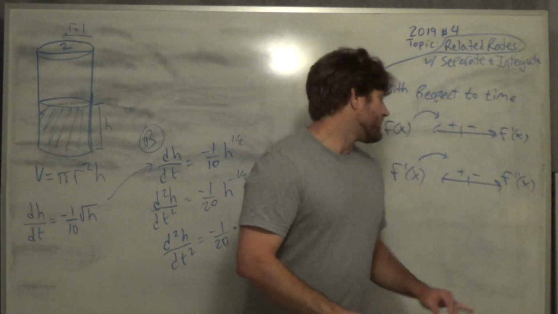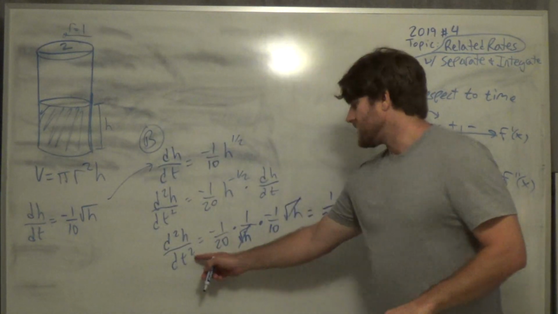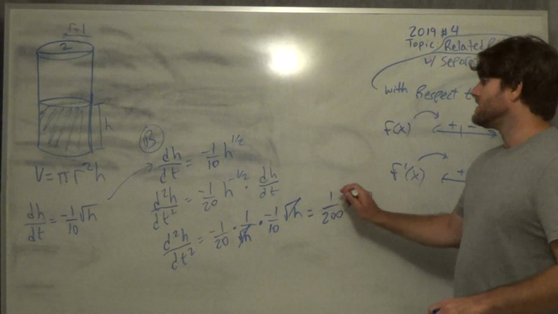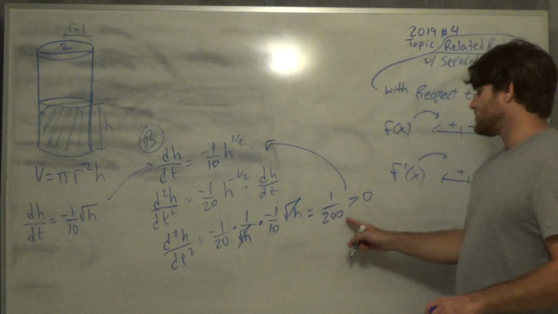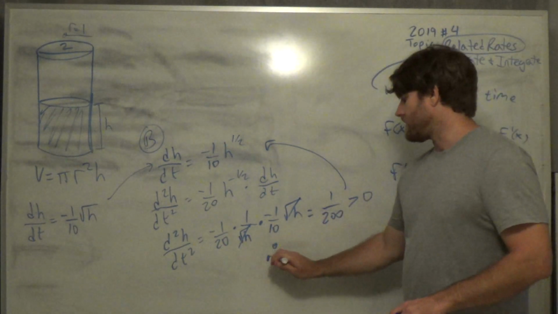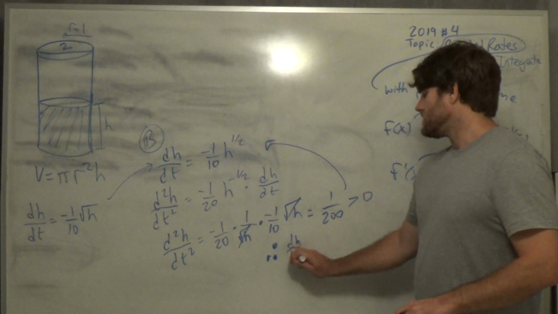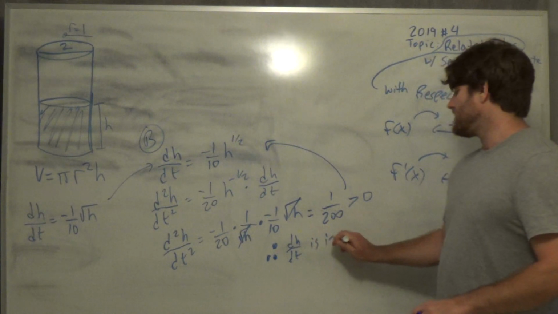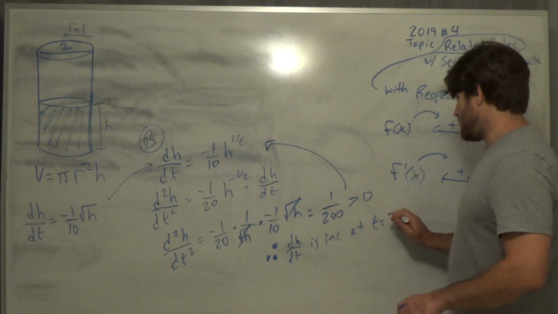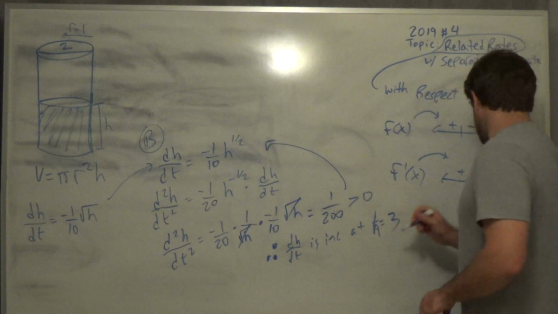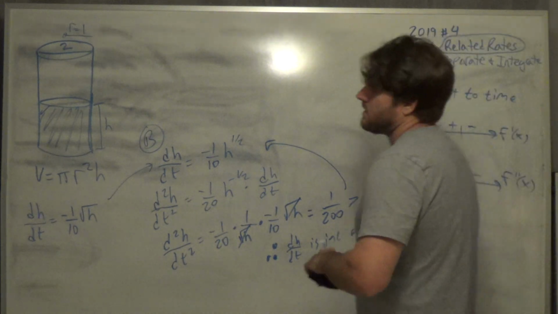So remember, if someone's derivative is positive, that means it's increasing. So, because this is positive, the equation before it is increasing. So I would say this is positive. Therefore, (I don't like writing out the word therefore, those 3 dots mean therefore) dh/dt is increasing at h equals 3. Alright, that's it for part B.